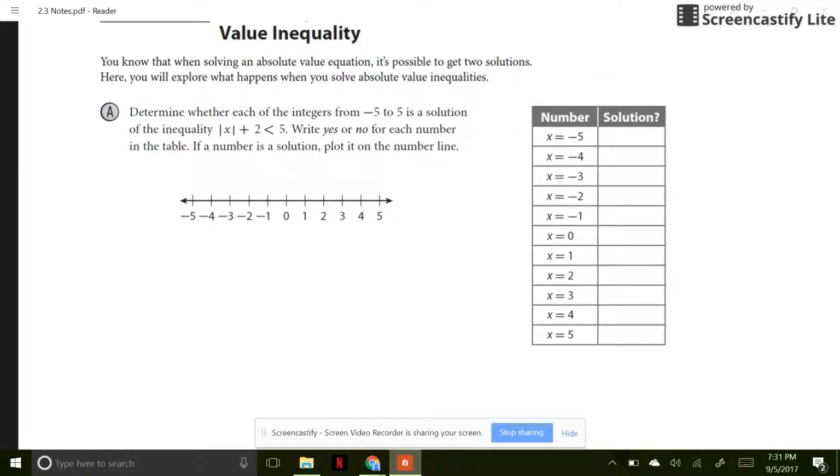We need to determine whether each of the integers from -5 to +5 is a solution of the inequality absolute value of x plus 2 is less than 5. Right? Yes or no for each number in the table. And if a number is a solution, then we plot it on the number line.